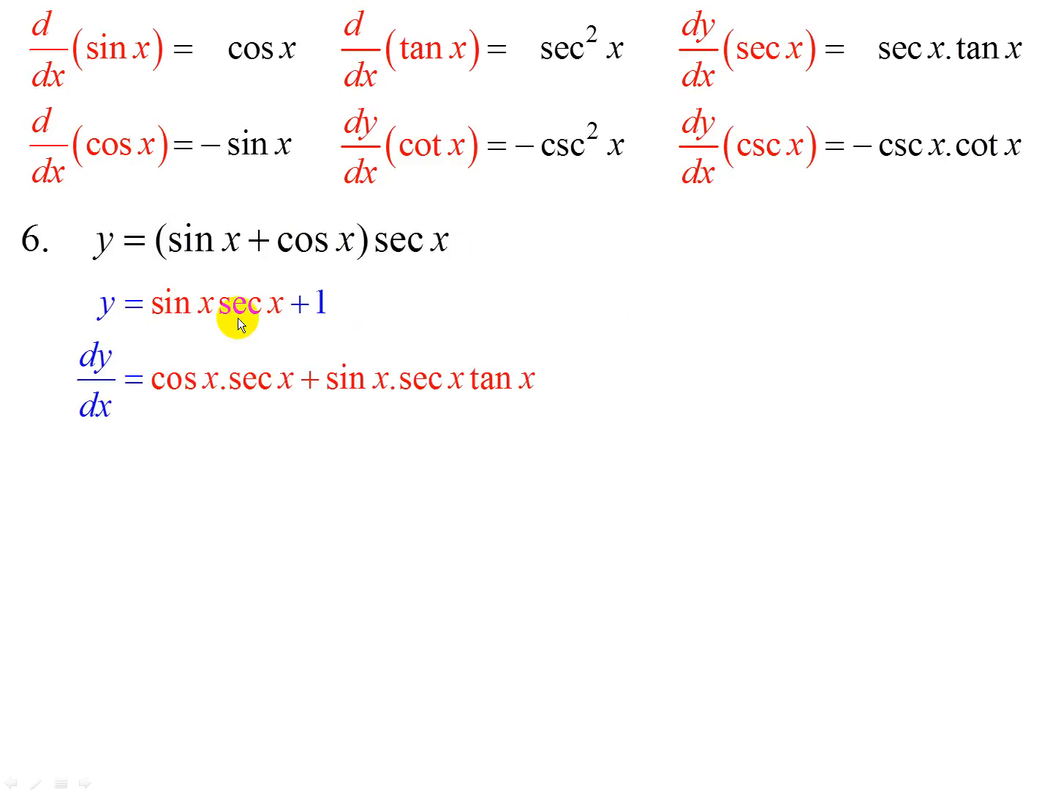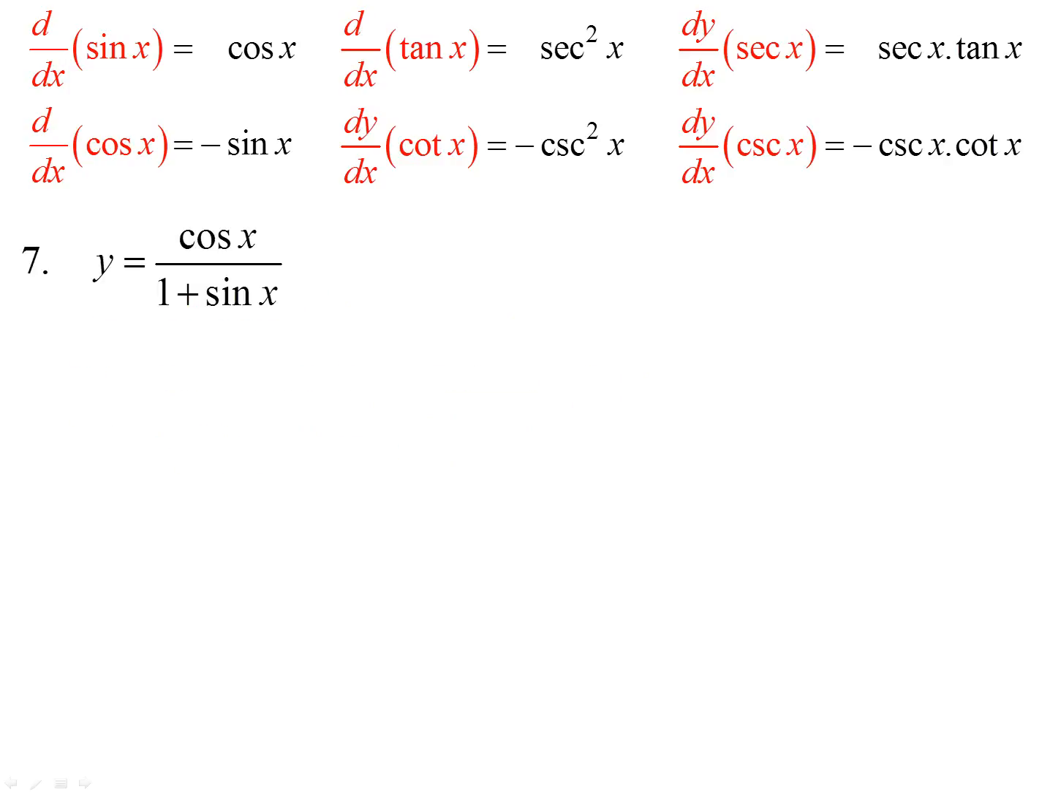Derivative cos times sec plus sine times derivative sec times tan. Differentiate the 1, it's gone. Of course, cos times sec is 1, and we're left with that there. We could write in other forms as well, but I'll leave it like that. There's not much simplifying. Sine over cos, 1 over cos, sine, nothing's going to cancel.